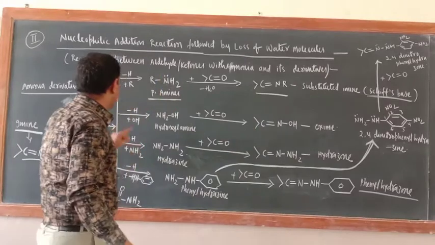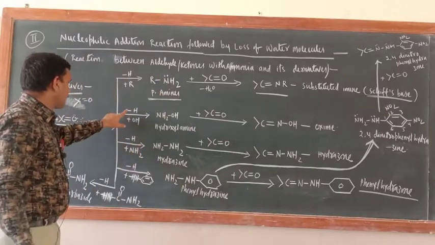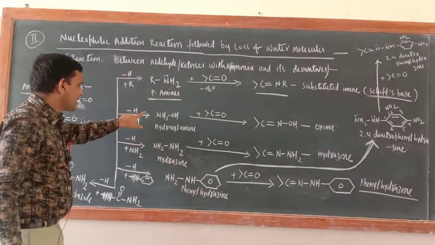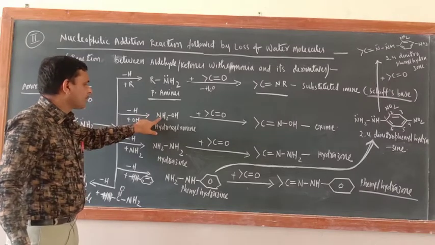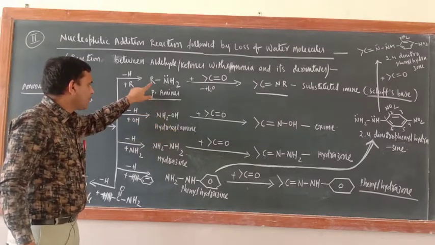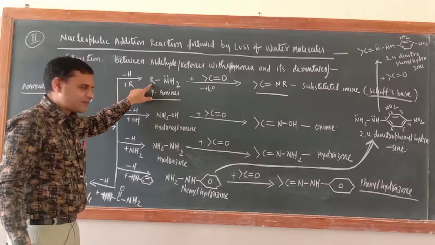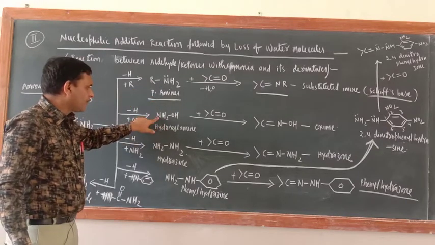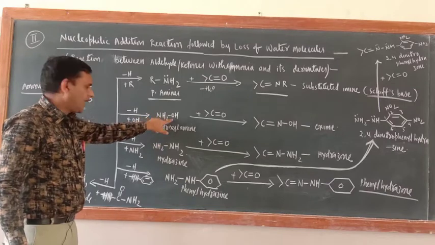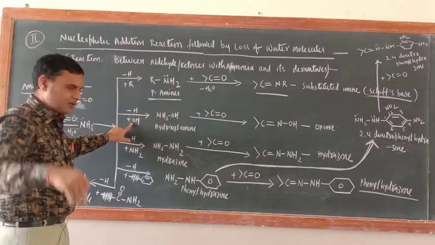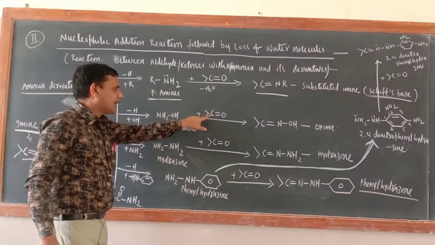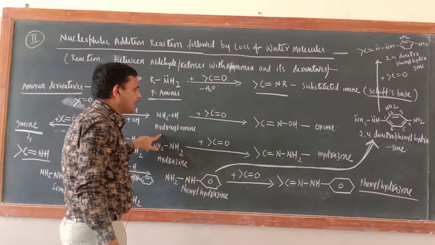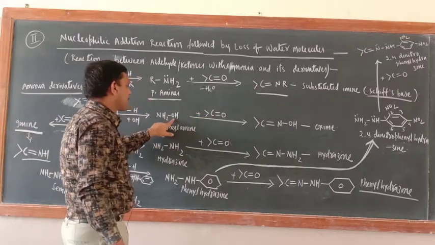Don't worry. Similarly, if one H of ammonia is replaced by OH, what would be the name of the product? Hydroxylamine. So primary amine is an ammonia derivative name. Hydroxylamine is also an ammonia derivative name. Okay, NH2 of ammonia and OH has come from outside. So hydroxylamine. When aldehydes and ketones react with hydroxylamine, what would be the product name?